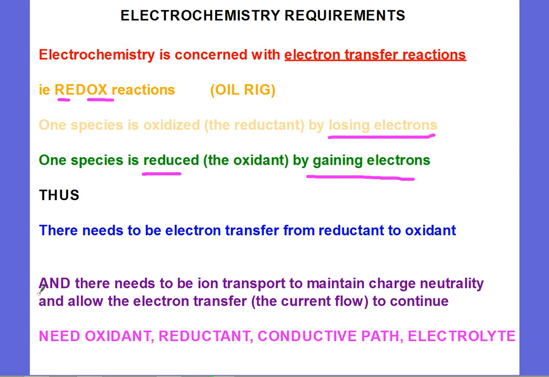And there needs to be ion transport, and the reason there needs to be ion transport is to maintain charge neutrality and allow the electron transfer to continue. And thus, for electron transfer reactions, you need four things. You need the oxidant, you need a reductant, you need a conductive path for electron transfer, and you also need an electrolyte for ion transfer. They're the four things we need for any electron transfer reaction.